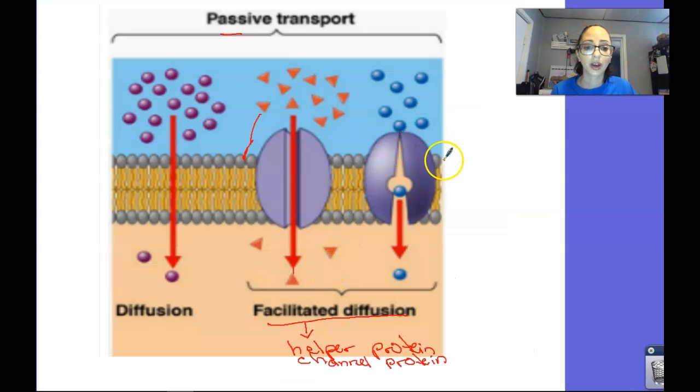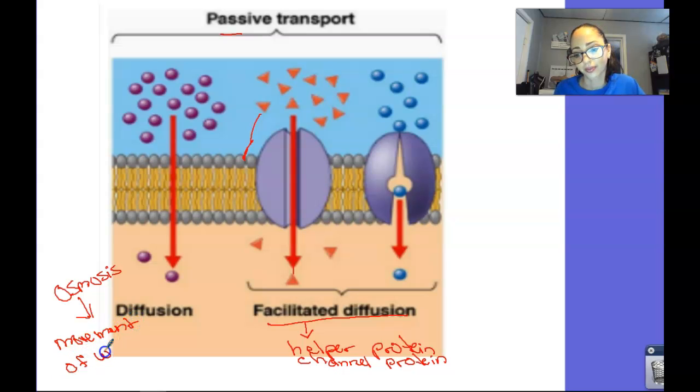Moving forward, there's one more that also needs a transport protein, but we call it differently. We call it osmosis. So osmosis is the movement of water. It's diffusion of water from high concentration to low concentration. Scientists like to complicate things and they change the name because it's for a special molecule, water. Osmosis, diffusion of water from high concentration to low concentration.